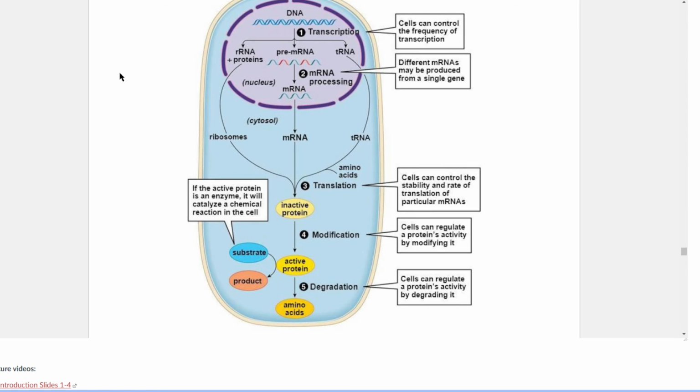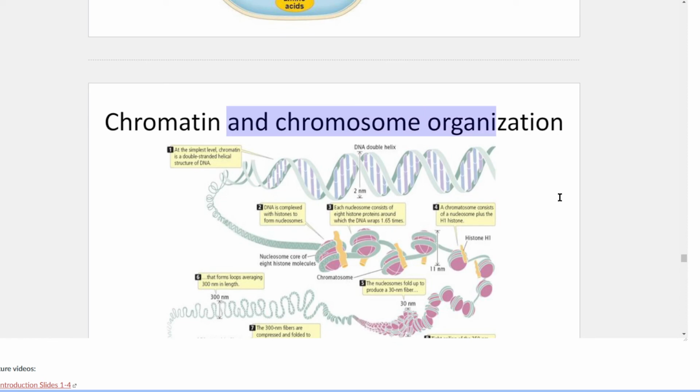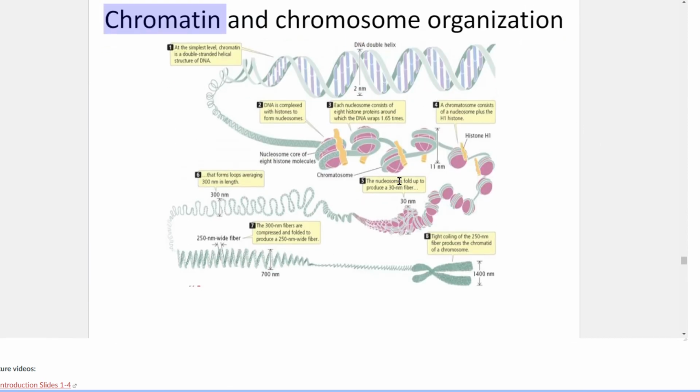So those are just showing different ways of gene regulation. Yep, gene regulation. Okay, cool. I just wanted to see what that was about. Okay, you can keep going. Thanks. Okay, chromatin and chromosome organization.